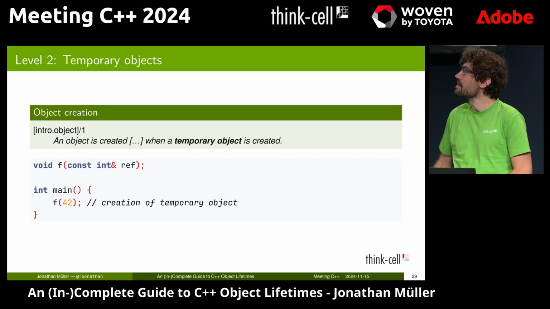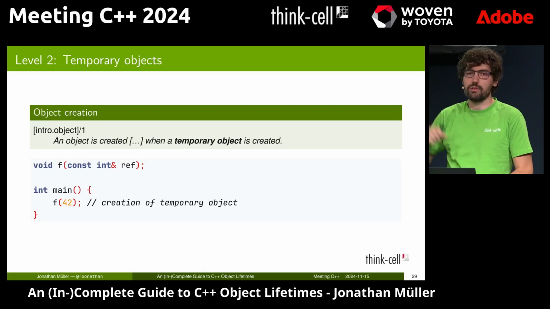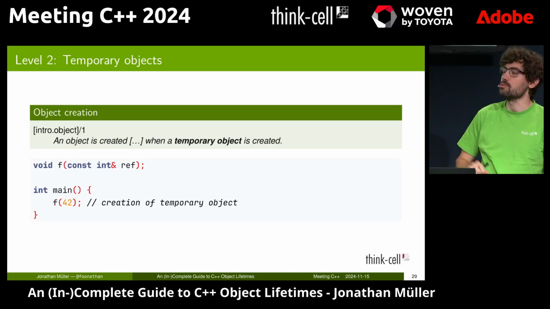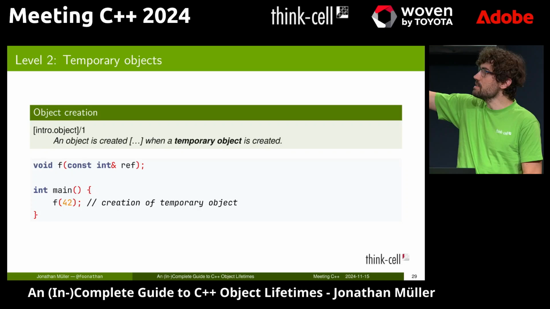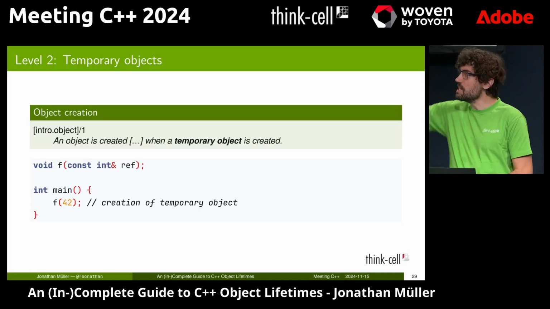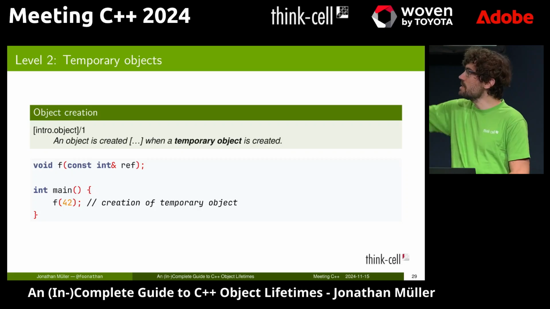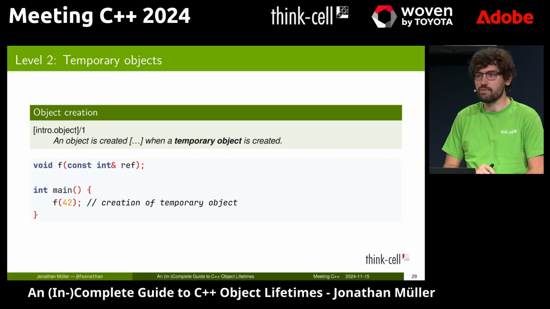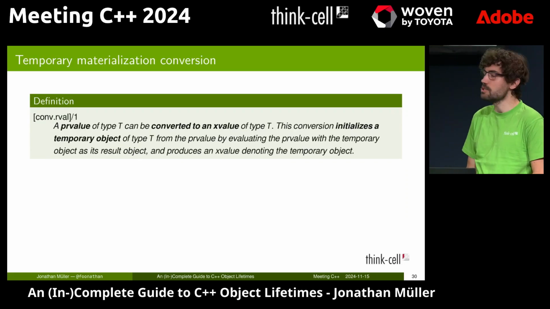Consider this code. We have a function called f, which takes a reference to a constant object. And then we call it with 42. Now 42 isn't an object. 42 is a number. Yet references are aliases to objects. So we need an object. And so when we do this call, we create a temporary object, initialized to 42, and bind that to the reference. The formal phrase for this is temporary materialization conversion.